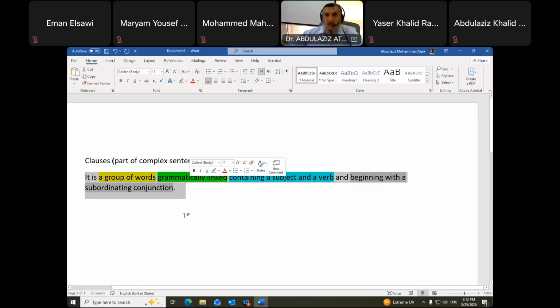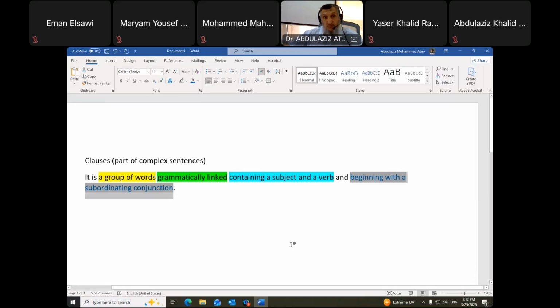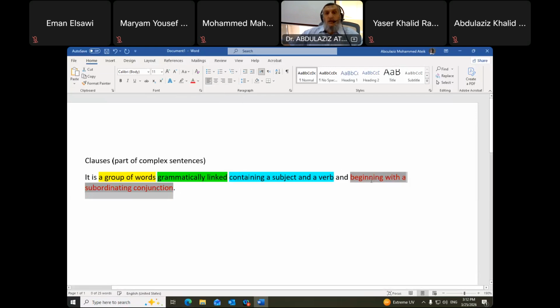Now, look at this beginning with. This beginning with will make the difference between the types of clauses. It marks the difference between the different types of clauses. So this is our concentration.